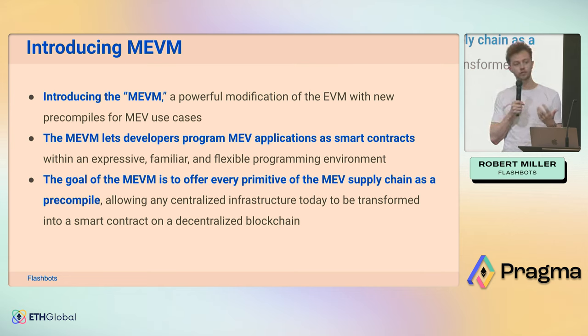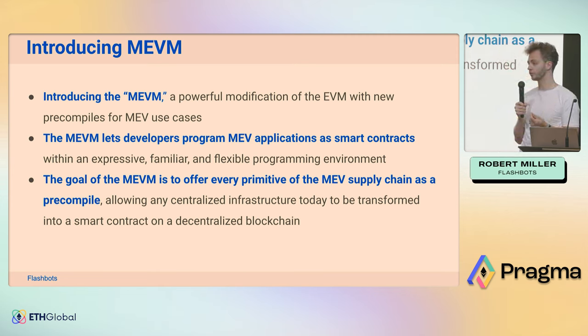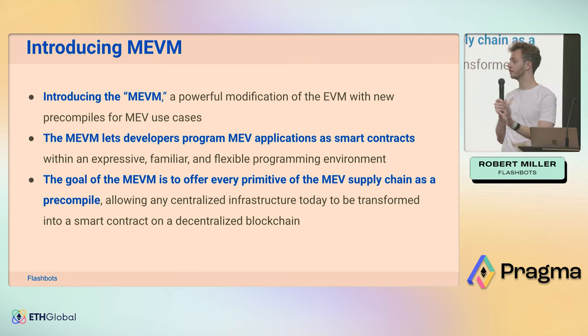And what's really interesting about this is that since we are modifying the EVM, you can actually program MEV infrastructure as smart contracts. You can write an entire block builder in Solidity, and I'll show you an example of that later, within this familiar programming framework that you know, Solidity, using Foundry, using the standard EVM developer tooling that exists already. And this really lowers the barrier to starting writing this critical infrastructure right now, which is currently a really high barrier to entry. And you get to benefit from the underlying decentralized infrastructure of the MEVM chain that we will deploy.